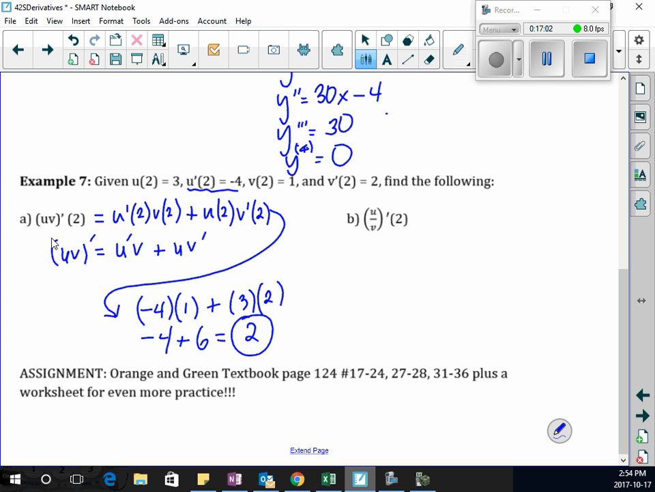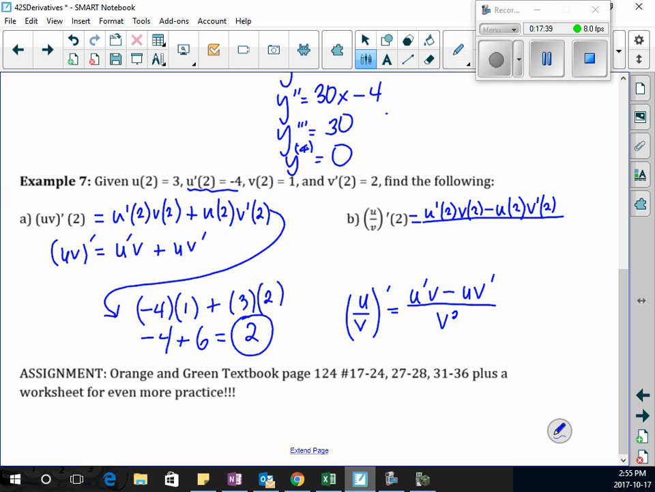Okay, how would we do this? So this is the quotient rule. Again, if I were to do this without the 2, u over v prime would be u prime v subtract u v prime divided by v squared. Yes, so now we're going to have the 2 in there. So u prime of 2, v of 2, subtract u of 2, v prime of 2, all over v of 2, the whole thing squared.